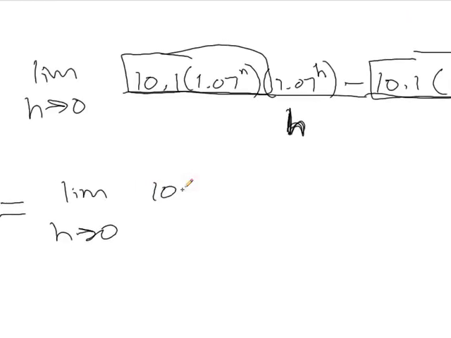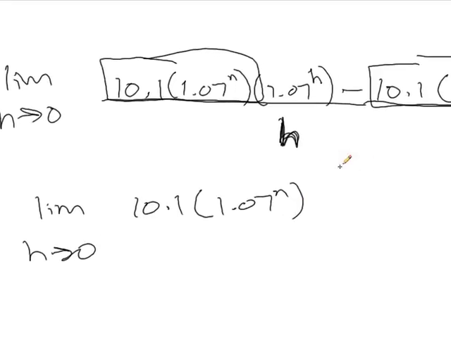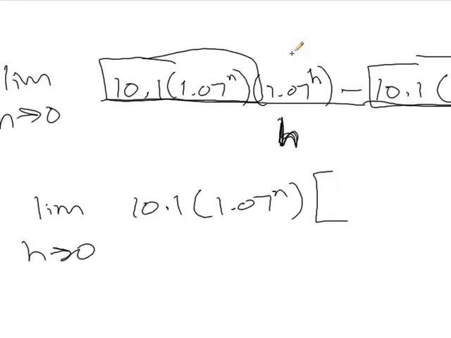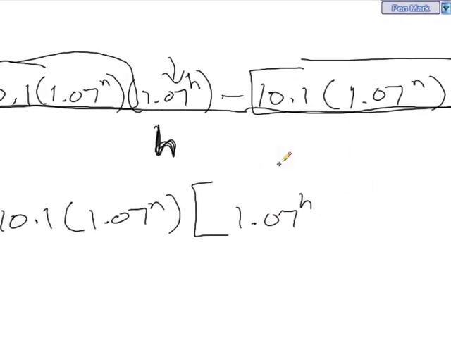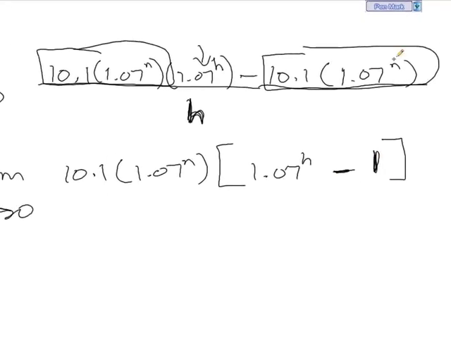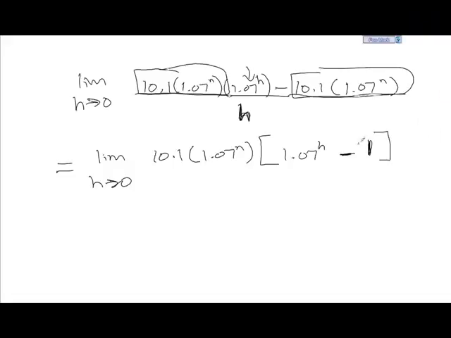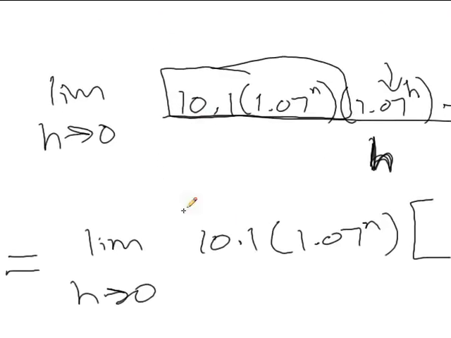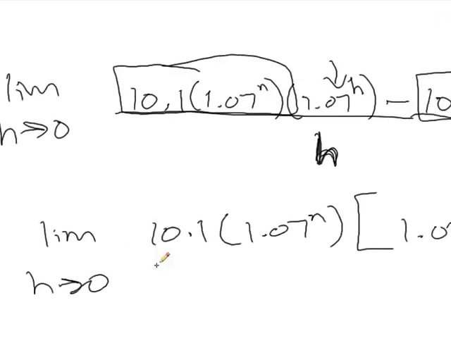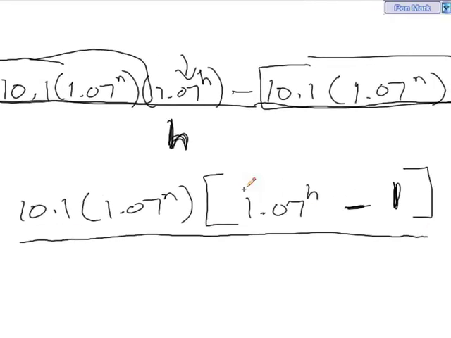So I can do 10.1 times 1.07 to the n multiplied by what's left over, which is I still have this guy, 1.07 to the h. I've divided this guy out, so now I have just a 1 there. Remember, it's not a 0 since I'm dividing it out. There's got to be a placeholder for it because I've got to be able to multiply it back in if need be, and I should still be able to get back to what's in the numerator. I'm not changing it, I'm just manipulating it a little bit. Okay, and this is all over h.